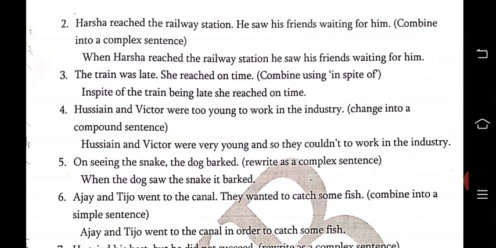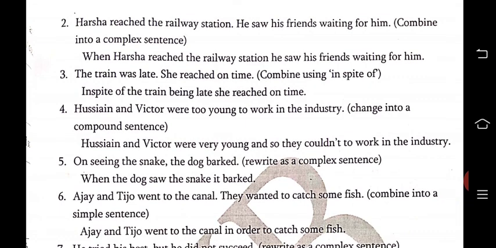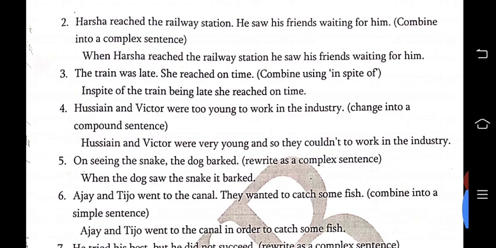Harsha reached the railway station. He saw his friends waiting for him. So combine into a complex sentence. So here I've used "when". So "when" means what? Timing. When Harsha reached the railway station, he saw his friends waiting for him.